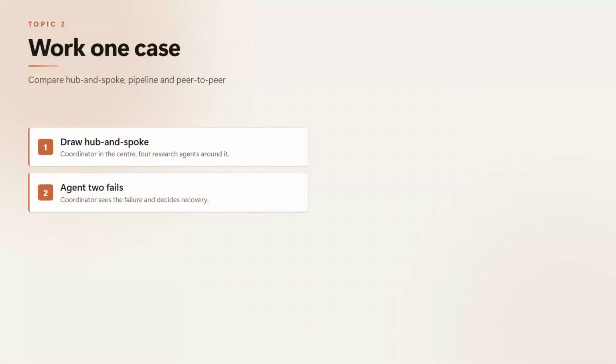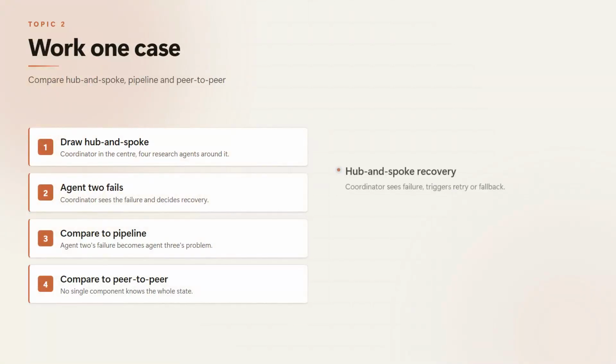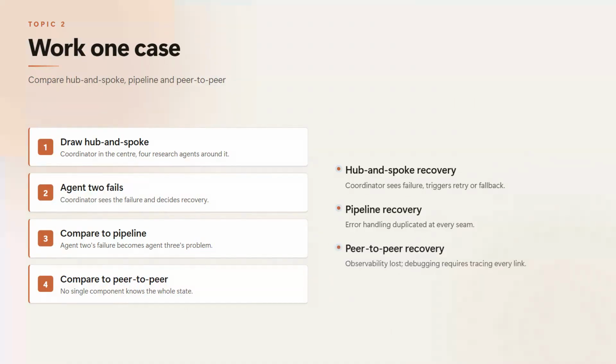Take the 4-agent research system and draw hub-and-spoke first. The coordinator sits in the center, and all 4 agents talk only to it. When Agent 2 fails, the coordinator sees the failure immediately. It knows Agent 2 did not respond, and it can decide whether to retry, fall back to another agent, or escalate.